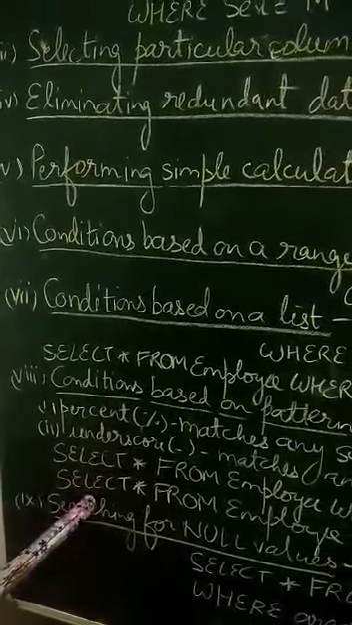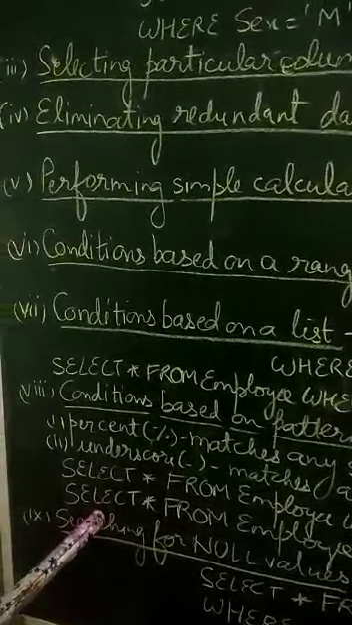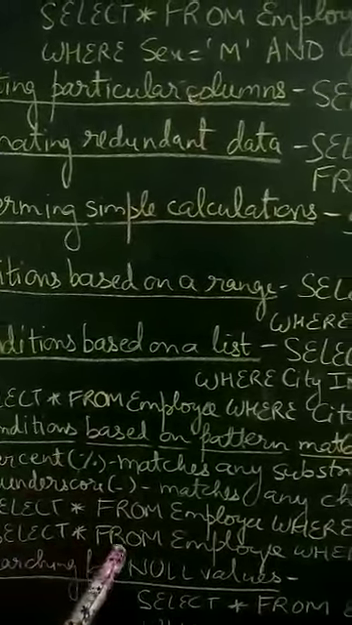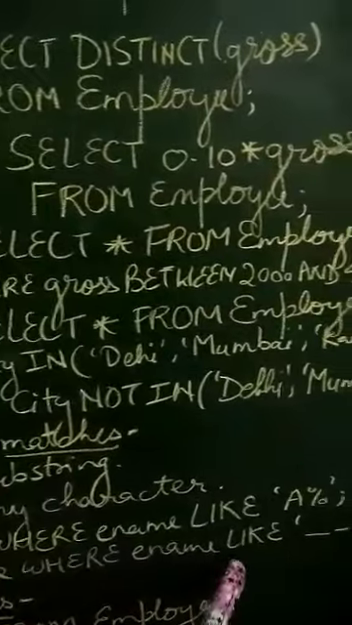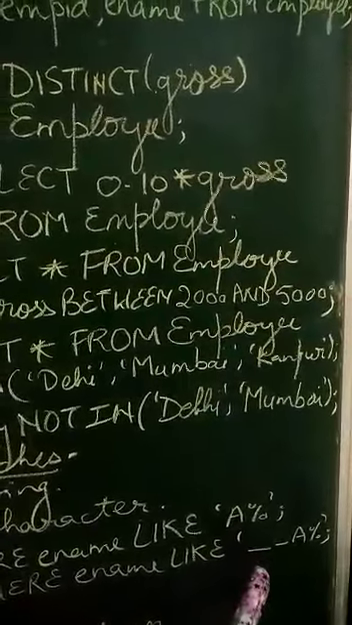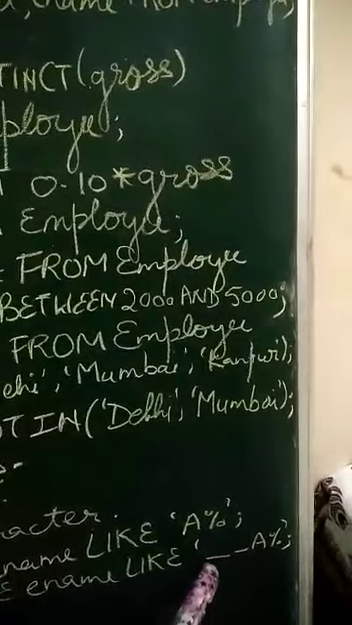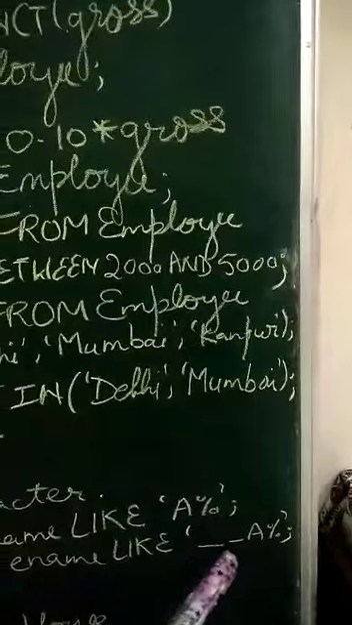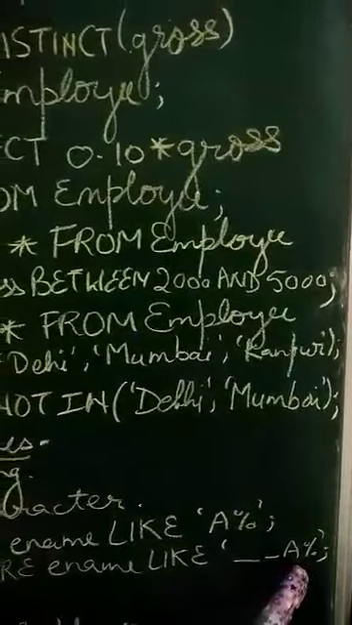Now we take another example also. Suppose you want to list those employees whose name's third letter is A, then you can write select asterisk from employee where ename like '__A%'. That means the first two letters can be anything else, but the third letter is A.